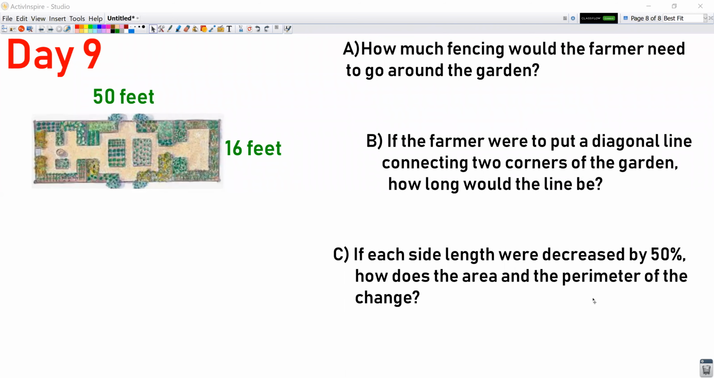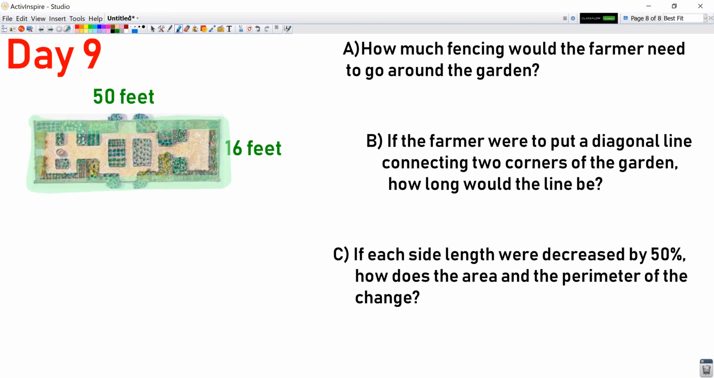So this problem is about a farmer who has a garden. This is a sample problem that I made up. Let's say that the farmer has a garden that's 50 feet long and 16 feet wide. The first question asks, how much fencing would the farmer need to go around the garden? So we're trying to fence all the sides.